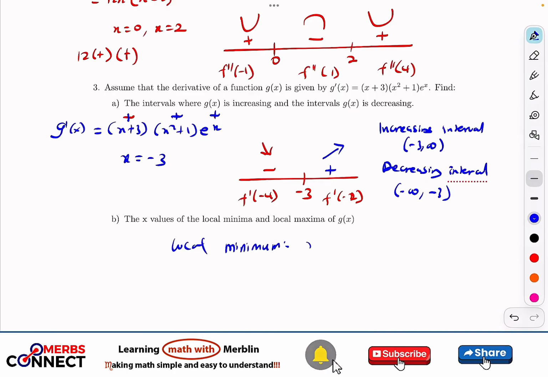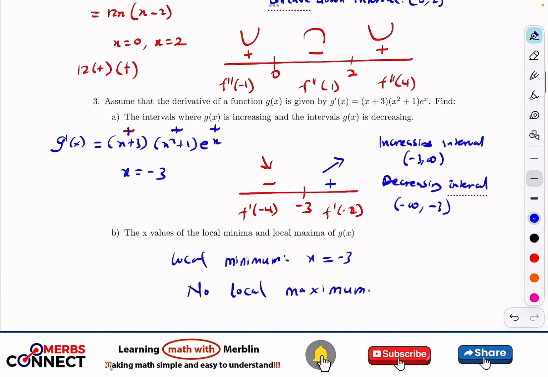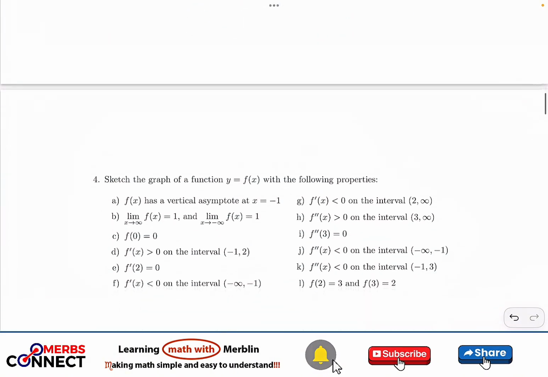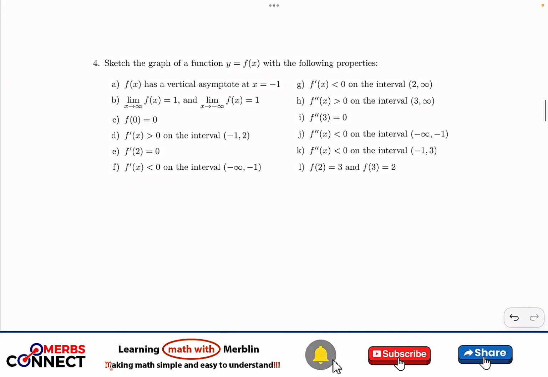So local minimum at x is equal to minus 3. So here we can see that no local maximum. That's what we are going to get from here. Okay. Now let's look at question 4, which is interesting.